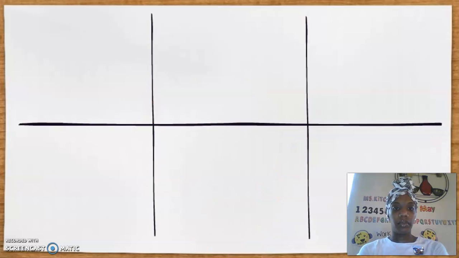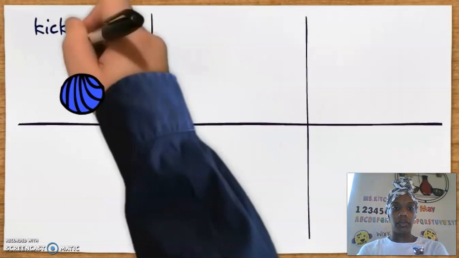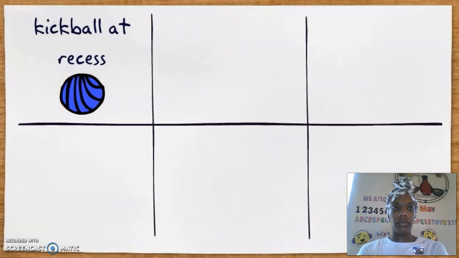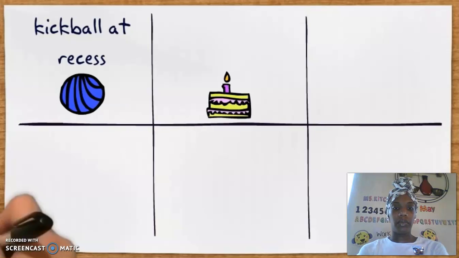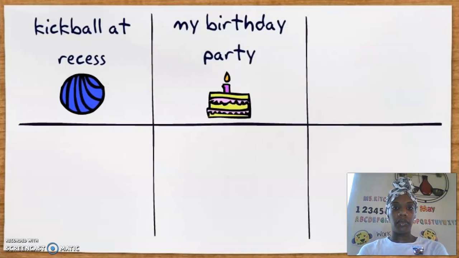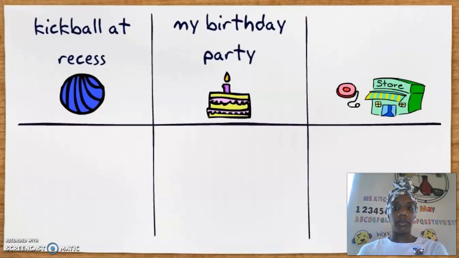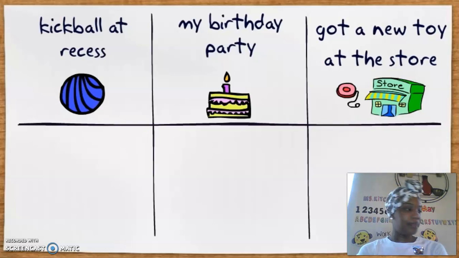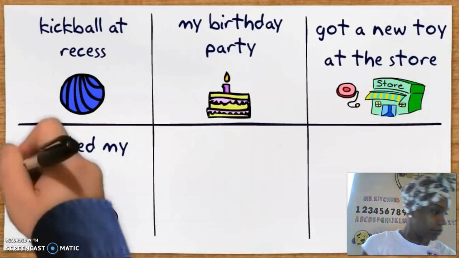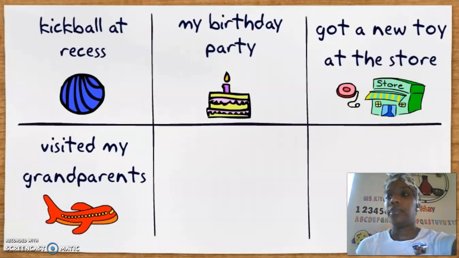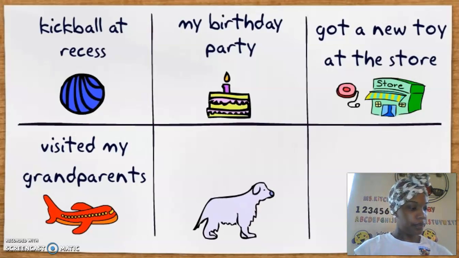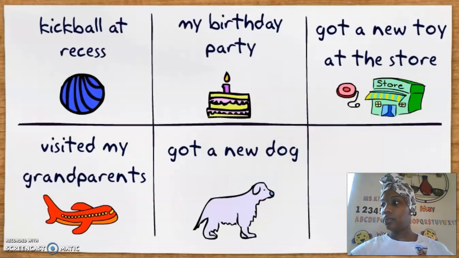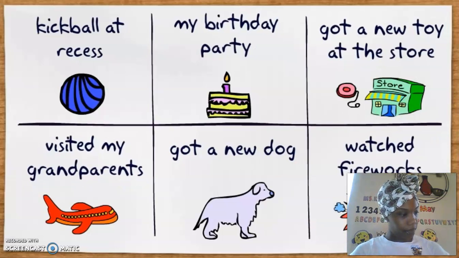So first, I'm thinking I could write about when I played kickball at recess yesterday. That was super fun. Or I could write about my birthday party last summer. I could tell about all the gifts I got, games we played. I could also write about when my mom took me to the store this weekend and I got a new toy. Or I could write about when I visited my grandparents for Christmas. I could write about when I got my dog and I was so excited. Or I could write about when I watched fireworks in the park on 4th of July.